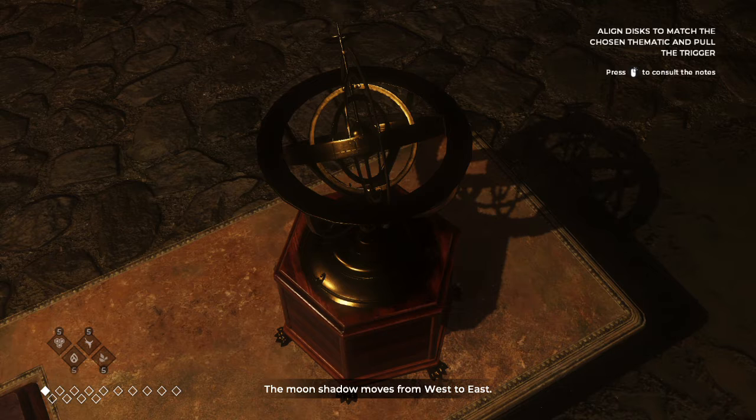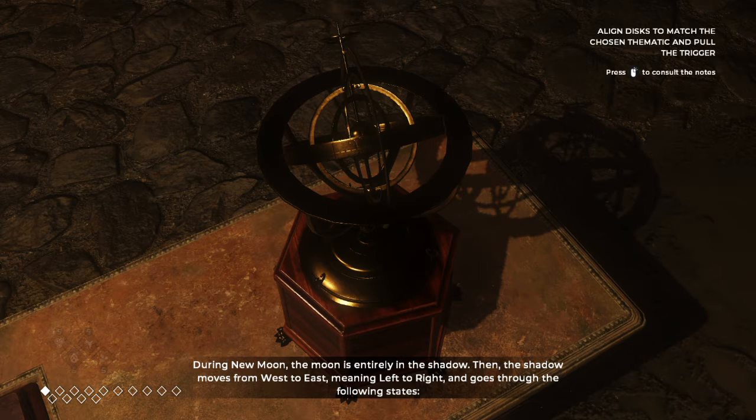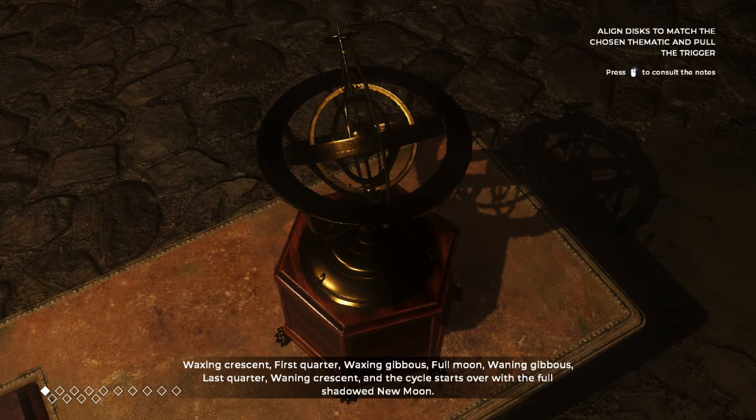The moon's shadow moves from west to east. During new moon, the moon is entirely in the shadow. Then, the shadow moves from west to east, meaning left to right, and goes through the following states: waxing crescents, first quarter, waxing gibbous, full moon, waning gibbous, last quarter, waning crescent, and the cycle starts over with the full shadowed new moon.